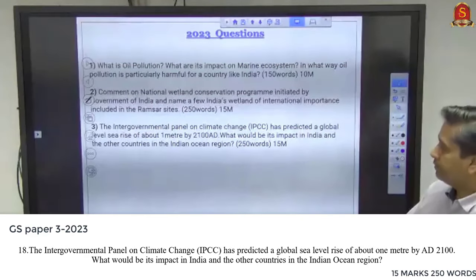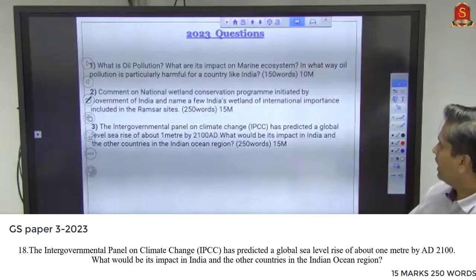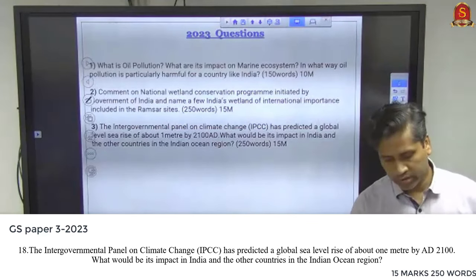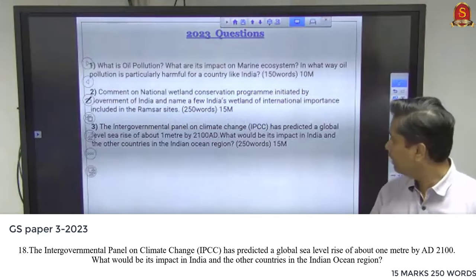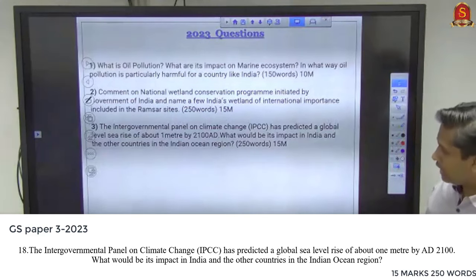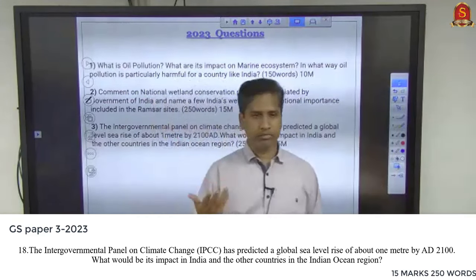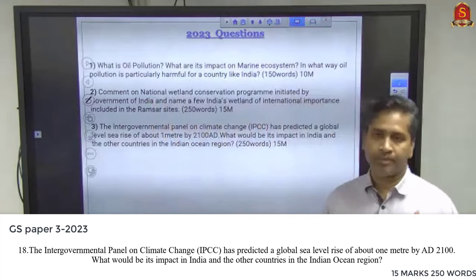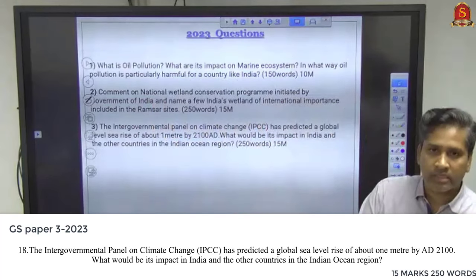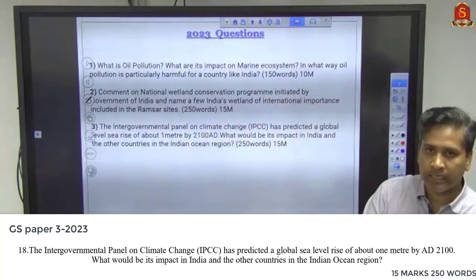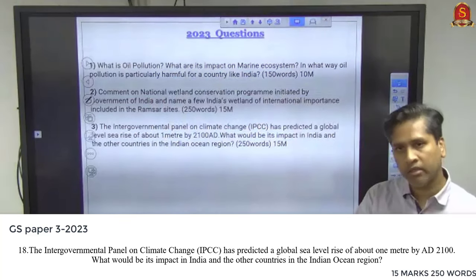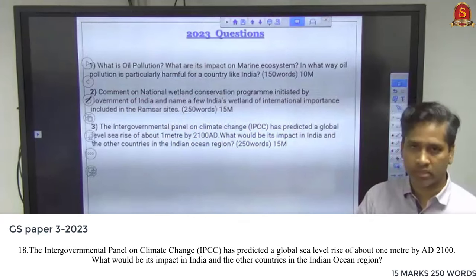The question number three: the Intergovernmental Panel on Climate Change has predicted a global sea level rise of about 1 meter by 2100. What would be its impact in India and other countries in the Indian Ocean region? Okay, so it's nothing but sea level rise because of climate change. So not necessarily you have to separate India and the Indian Ocean. You can make it a single thing. Even if it is possible, you can split it.